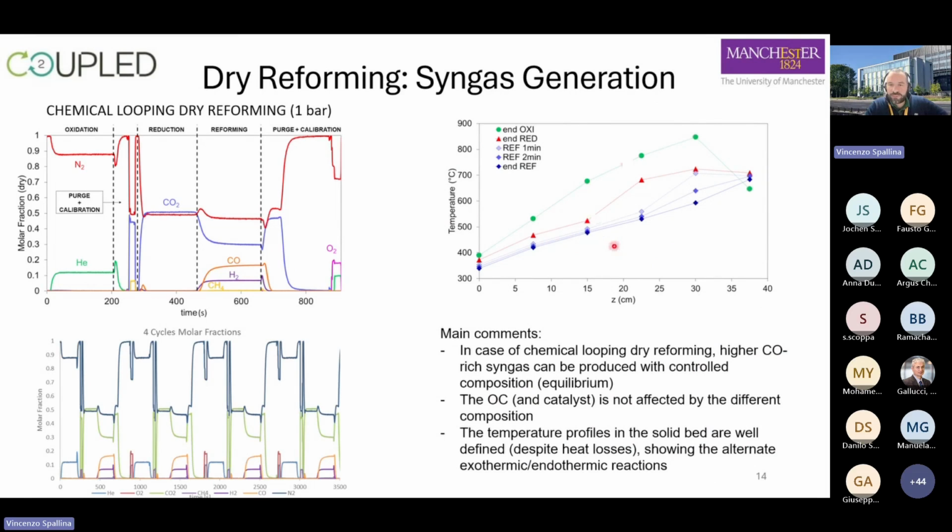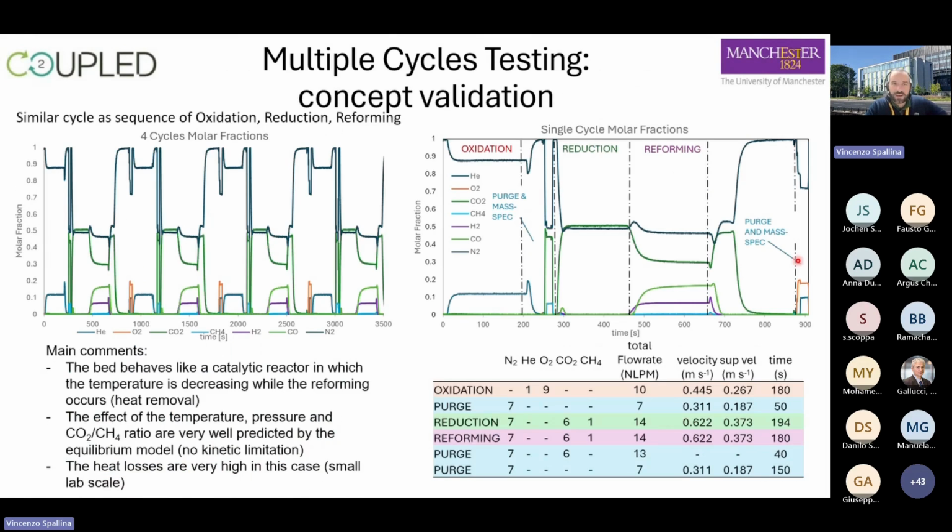An important point is that the temperature profiles that you see here are very well defined. Despite some heat losses, you can clearly see the impact of exothermic and endothermic reactions, even in a laboratory scale facility. Again, in this case, we could do the validation by running multiple cycles and by testing up to 50 normal liters per minute of gases of different composition.